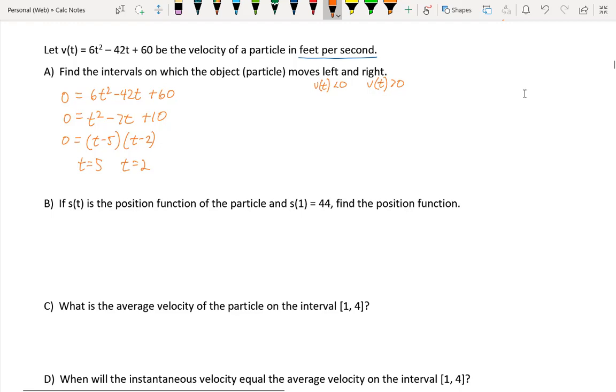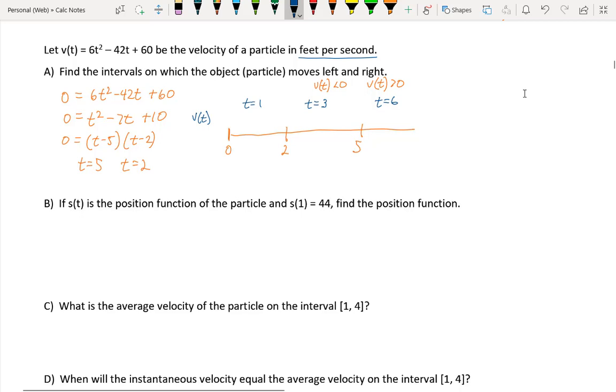So those are our critical numbers. Now what you want to keep in mind is because t talks about time, we don't ever go to the left of 0. So we always start at 0. So we've got our first critical number at 2, and then our next critical number at 5. And so I'm going to choose t equals 1, t equals 3, and t equals 6. And so we're going to look at v of t, what's happening with v of t, and that will tell us whether we are moving right or left or whatever.